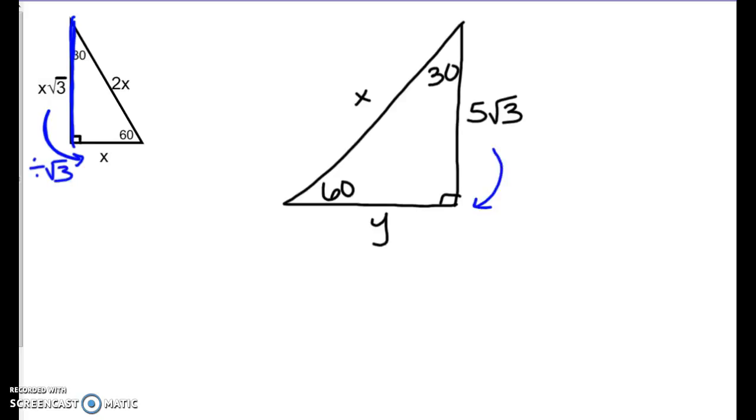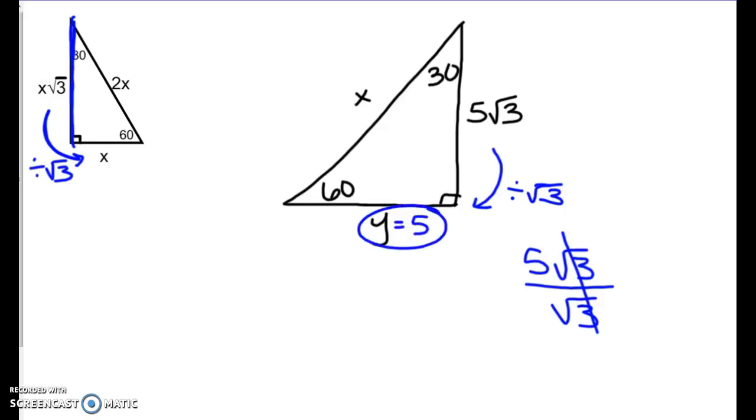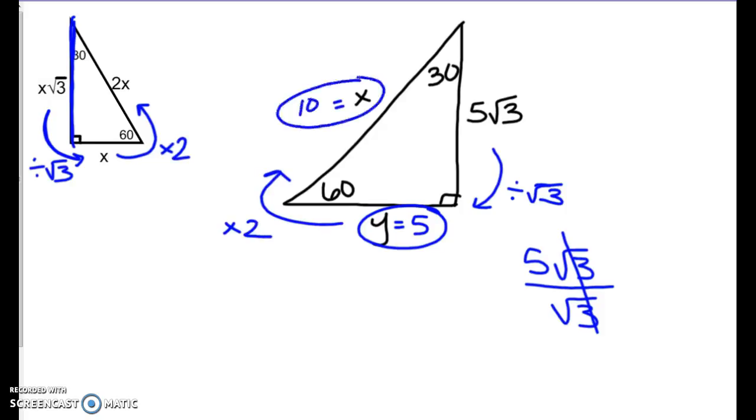We're going to take 5 times the square root of 3 and divide it by the square root of 3. So we get 5 times the square root of 3 divided by the square root of 3, and they end up canceling each other out. So we're left with 5 for our short leg. Then to go from short leg to hypotenuse, we multiply by 2. And that's exactly what we're going to do here as well. So we end up with x being 10.